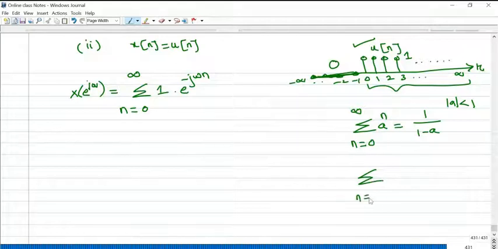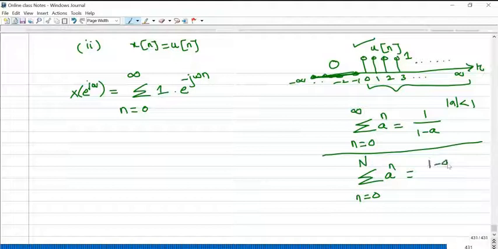The second important formula we will be using is the summation from 0 to N. Some other formulas also we will be using, but these two are frequently used while solving summations. Summation from 0 to N of a^n, irrespective of the a value, the result is 1 minus a^(N+1) divided by 1 minus a. Right or not? Yes, 1 minus a^(N+1) divided by 1 minus a.